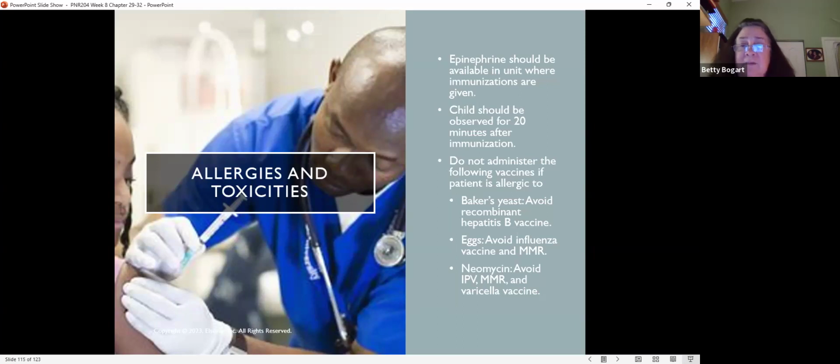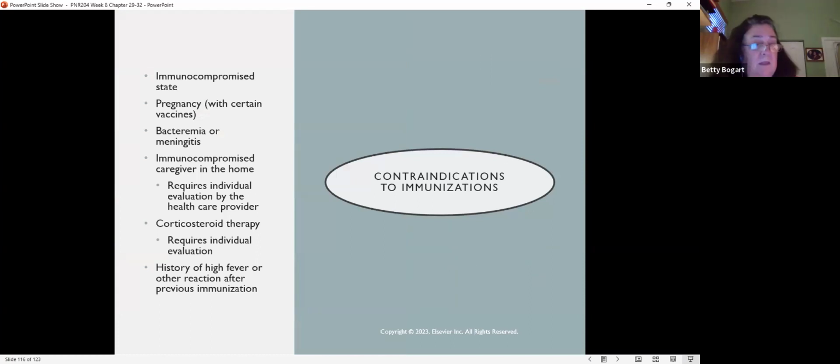You shouldn't give some vaccines if they're allergic to baker's yeast. They shouldn't have Hep B. I have an intolerance to yeast, so that's something they won't let me get. Eggs: it's the influenza and the MMR. Neomycin, which is an antibiotic: there's the IPV, MMR, and varicella. So sometimes when we're giving immunizations, we need to ask: are you allergic to anything, any food? Very important thing to ask.